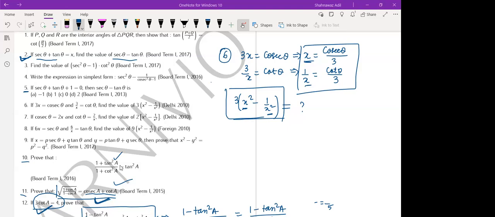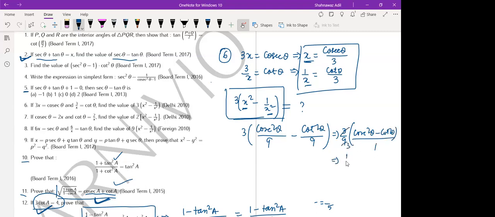Yes, did you guys get any of the ones? 1 by 3, sir. 1 by 3. Good. You guys are fast. So, 3, and this is cosec squared theta by 9 minus cos squared theta by 9. Right. So 3 by 9 and cosec squared theta minus cos squared theta. This is 1. So 1 by 3. Yes, that is absolutely correct. So you guys can see that this is similar, and this is again similar.